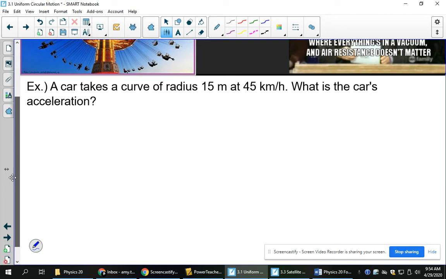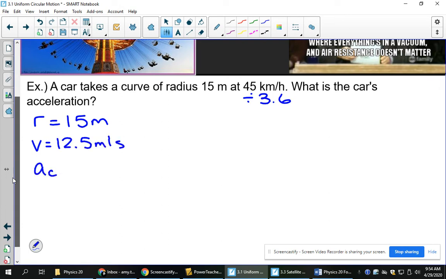So let's take a look at this one. We have radius. We have kilometers per hour, which is a speed. I'm going to go ahead and divide by 3.6 to make that a number that I can use. I'm getting 12.5 meters per second.